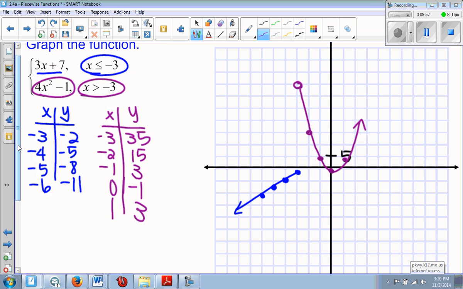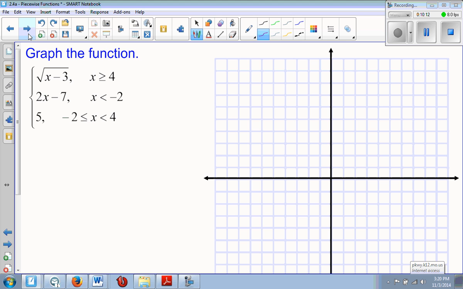And again, notice that my equation would pass the vertical line test, because if I drew a vertical line through -3, it would technically only hit the graph once, hitting the blue closed dot and passing through the purple open dot.